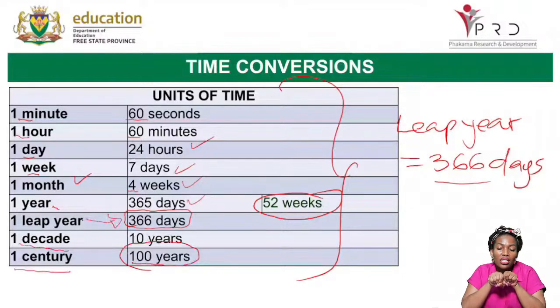This information is very important when you have to calculate the number of days between 2 dates, or over a period of 3 months. So you must know which month has 30 days, which month will have 31 days.